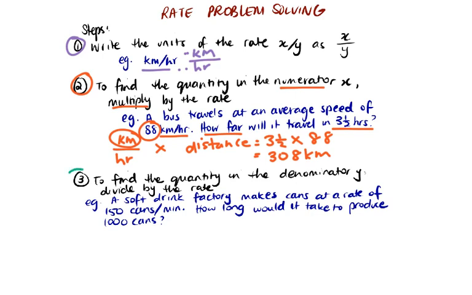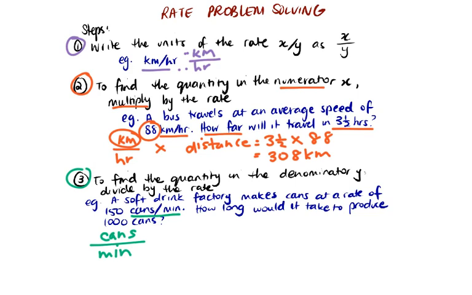However, if the quantity that you want to find is in the denominator, we need to divide the rate. So for example, it says a soft drink factory makes cans at a rate of 150 cans per minute. How long does it take to produce 1,000 cans? So the first thing we're going to do is rewrite this rate in terms of a fraction. So we write cans over minutes.